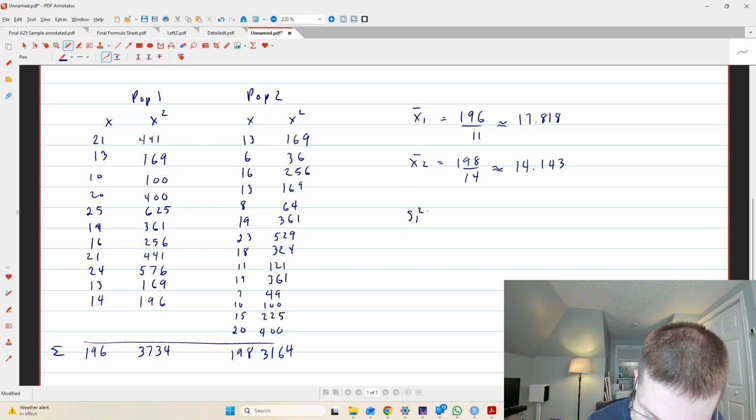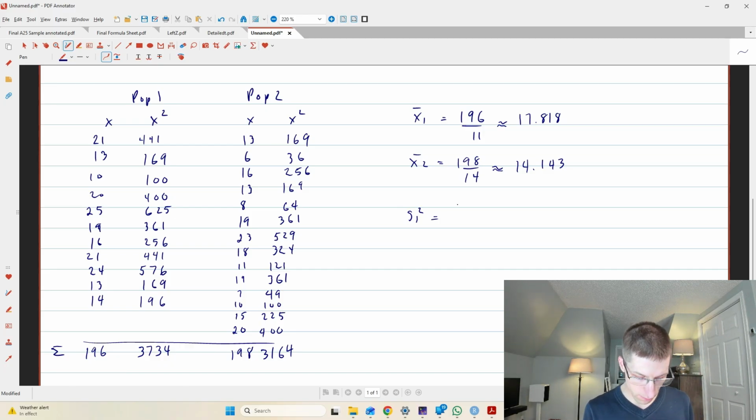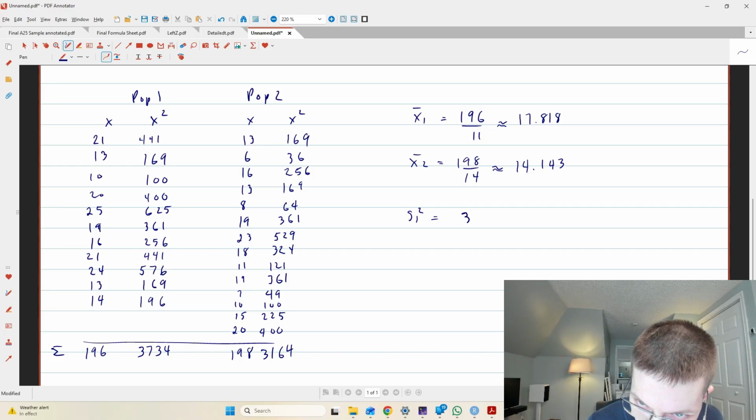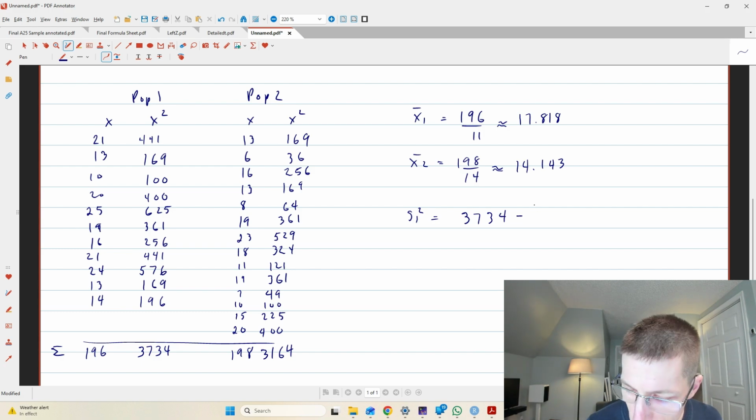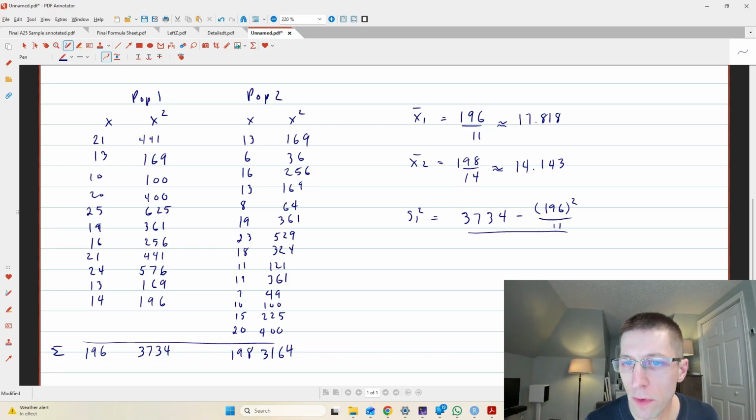The S1 squared, the variance, is going to be 3734. Actually, let me write down. So there are two formulas for the variance, just like we did in an earlier problem. Divide by n minus 1, which is going to be 11. So that'll work out to about 24.164.